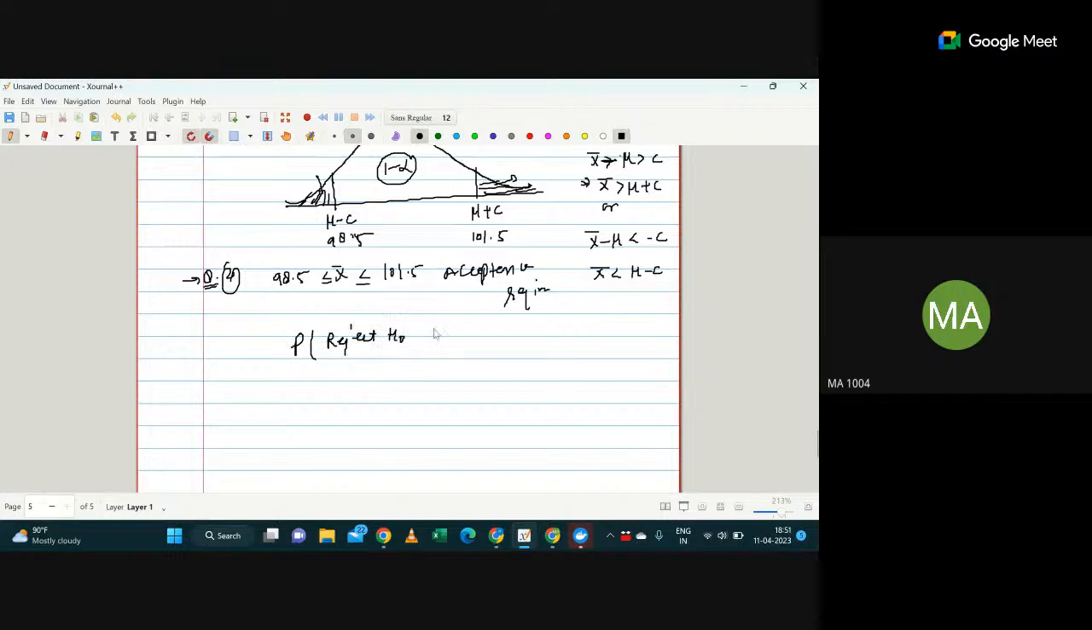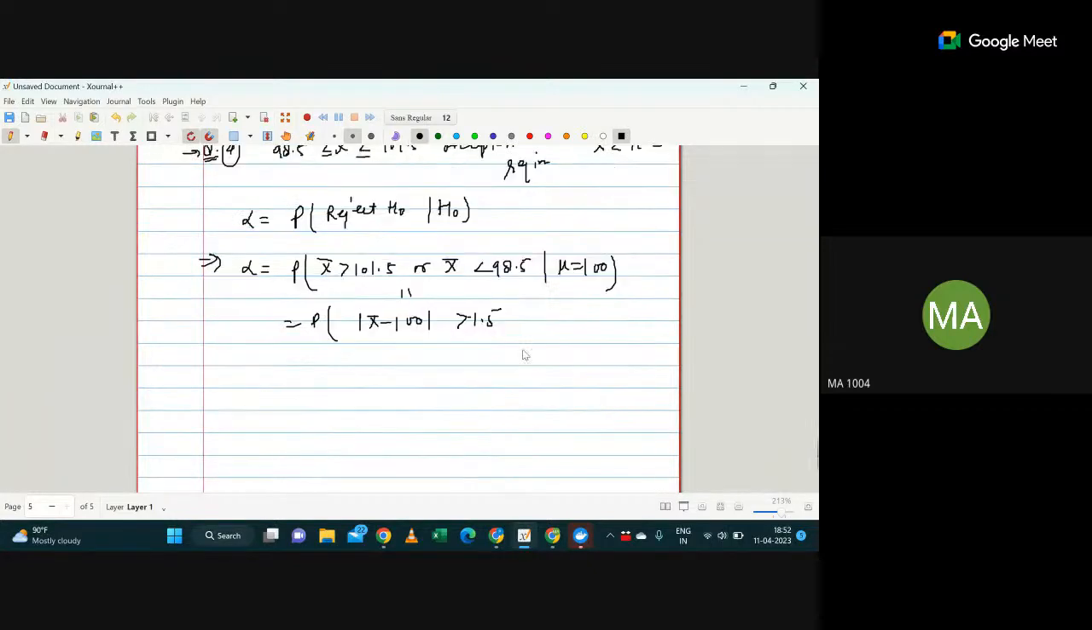We have to find the alpha, under H naught being true. So what will be the rejection region? That means x bar is greater than 101.5 or x bar is less than 98.5. Given H naught, what is H naught? H naught is mu equal to 100, correct? So this is the same as mod of x bar minus 100 greater than 1.5. Is this okay for everyone? This is x bar minus mu.